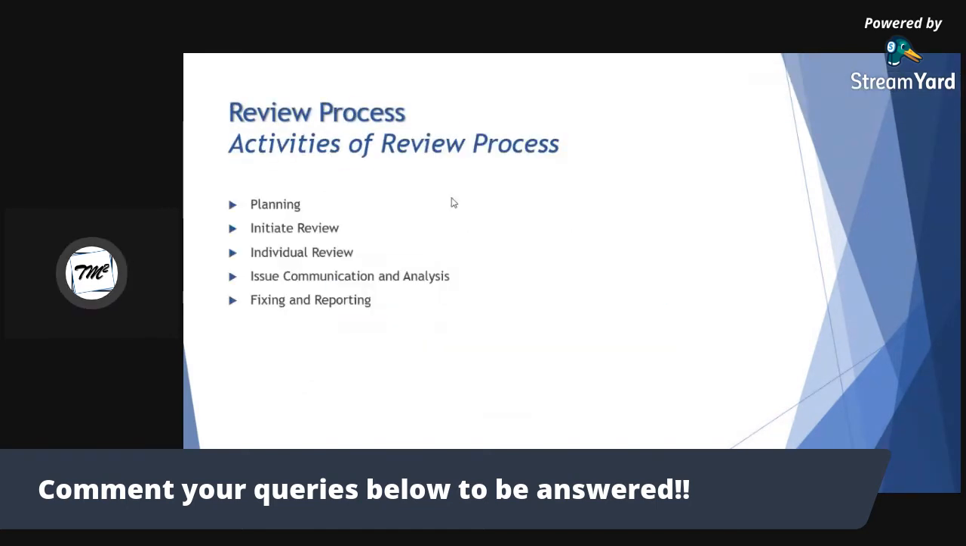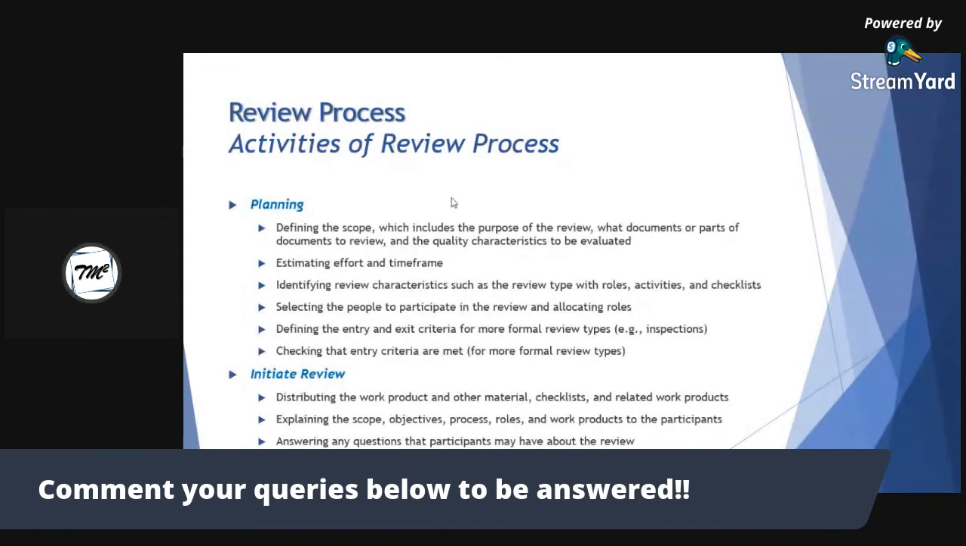When you talk about the review process, there is a fundamental review process. We call it formal review, which has 5 major activities: planning, initiate review, individual review, issue communication and analysis, and fixing and reporting. During planning, generally the test manager or the manager of that respective domain will prepare the plan and select the people who will be reviewing the document. So review is a process where you generally review the document.